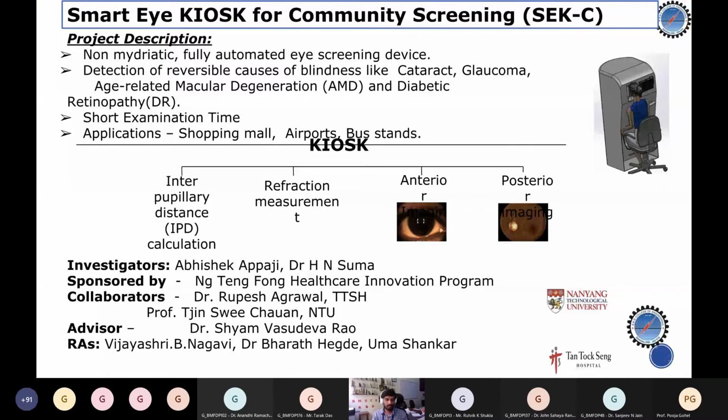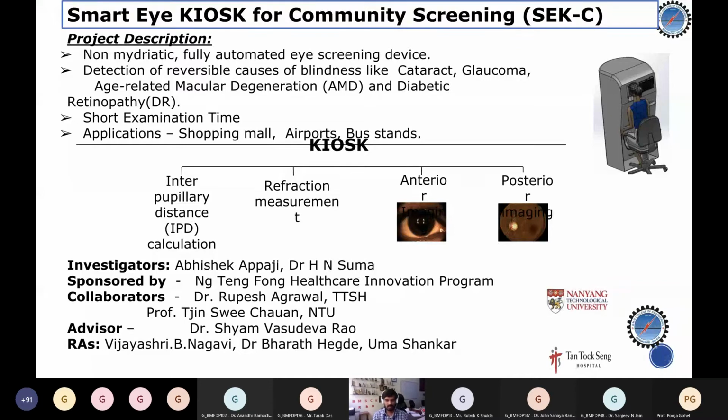So using both these images, it gives a refraction measurement, which can tell me how much of a glasses power I should wear, and the interpupillary distance between the two pupils. This is majorly for people who are in remote areas, because it's completely automated, where there is no intervention of a man or a woman who can do the screening.